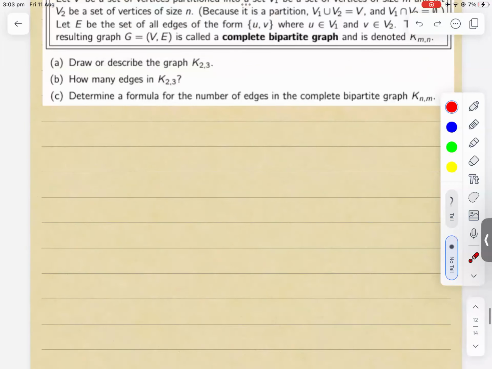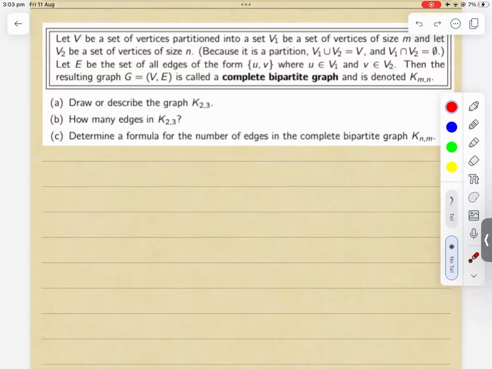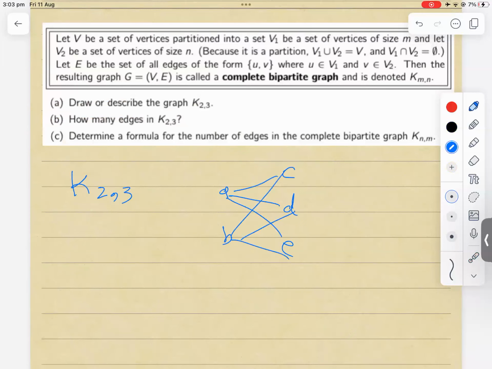Now look at here. So K2,3 is this guy. K2, comma 3. A, B, C, D, E. So 1, 2, 3. So this one, this one, this one. How many edges do I have? 6 of them. All right.